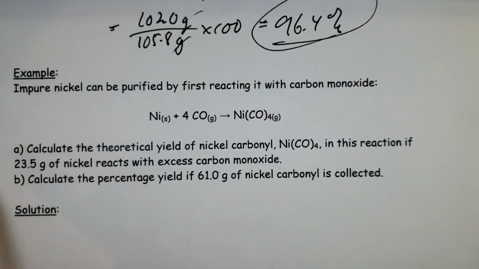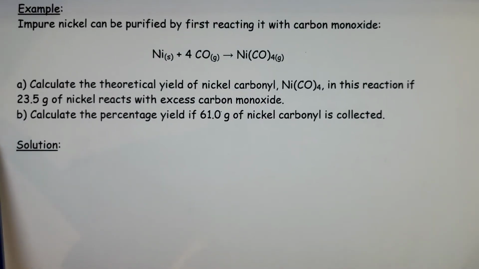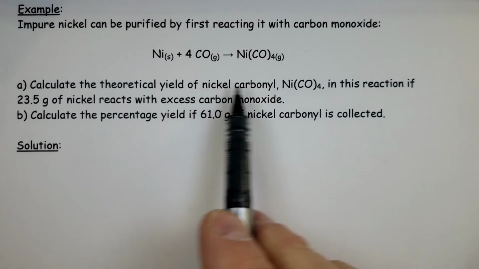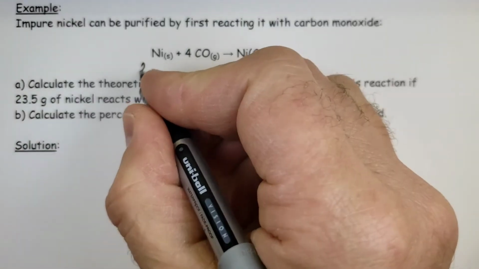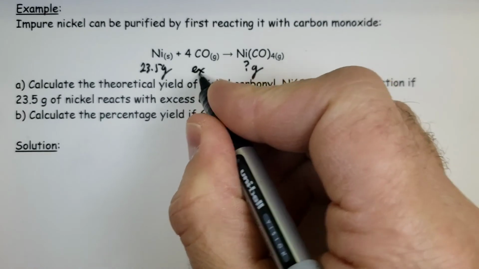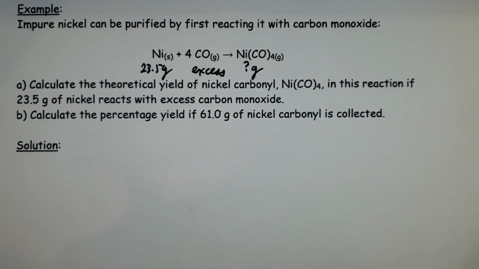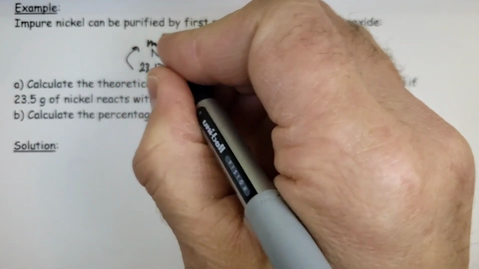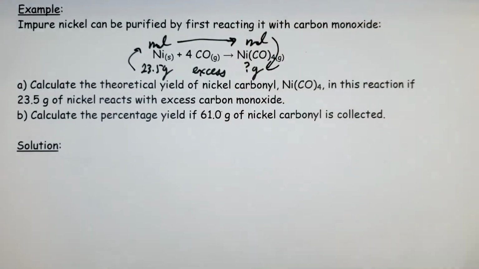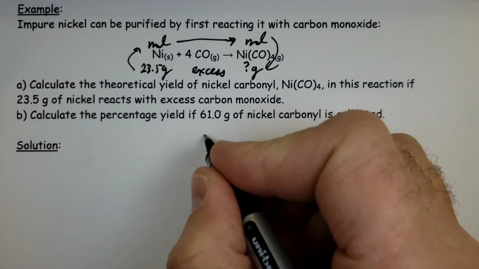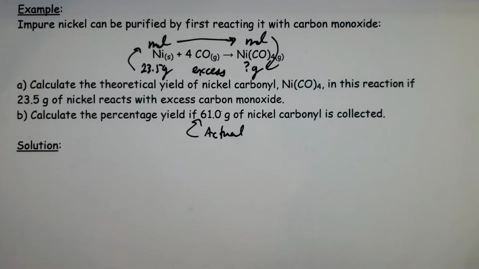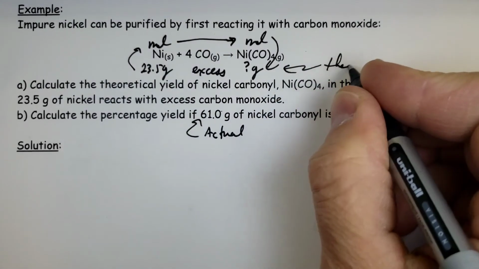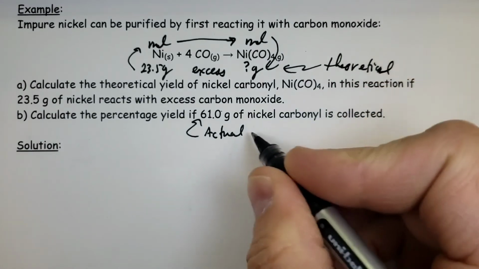Okay, if you had a chance to look at that, hopefully you did, try it out. A very similar question. Impure nickel can be purified by first reacting it with carbon monoxide. Okay, calculate the theoretical yield of nickel carbonyl in this reaction if 23.5 grams of nickel reacts with extra, as much as we need, carbon monoxide to make sure that all of this nickel is going to be reacted. Then calculate the percentage yield if this much is collected. So that, of course, is the experiment. The experimental amount is always the actual amount. And then over here, of course, that is the theoretical, what we should get versus what we actually get.